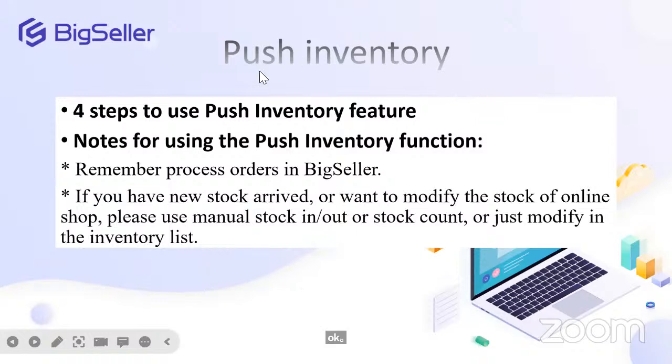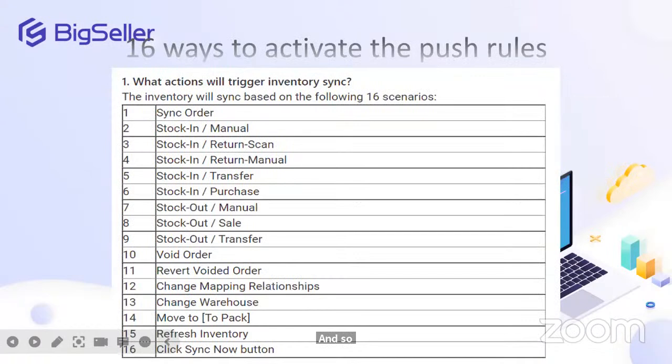And also here, we have 16 ways to activate the push rule, so you don't need to manual push all the time. Here actually we have these 16 ways to automatically trigger the inventory push rule, including sync orders, stock in, stock out, void orders.